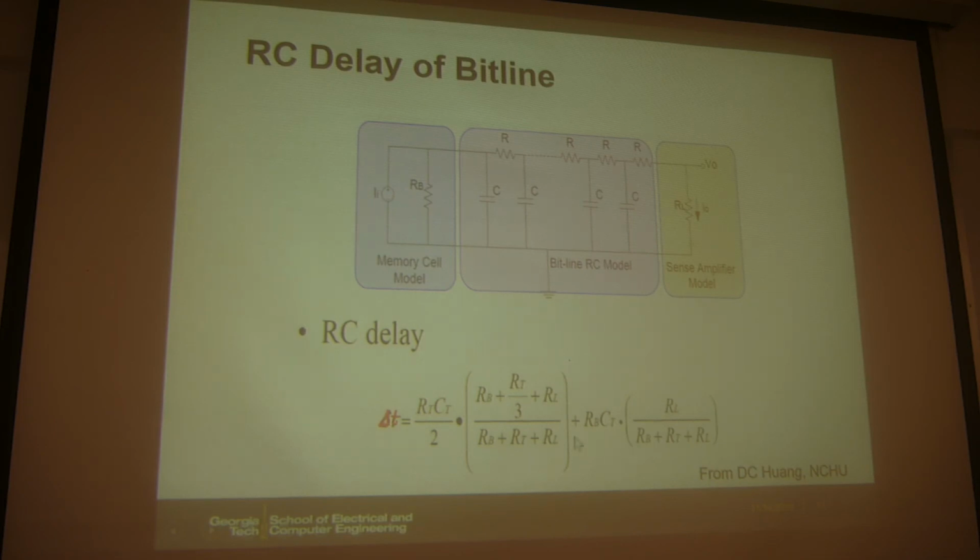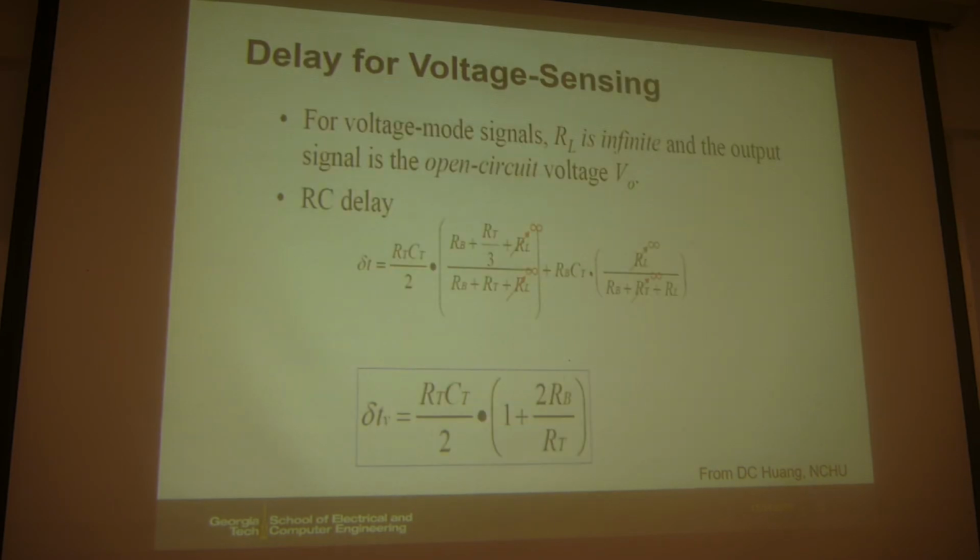And it's kind of complicated, but we are going to simplify this in the following slides. Because this relates to how you sense your signal. You sense it as voltage or as current will make a difference here. So for the sense amp, in general, you have two kinds of sensing scheme. One is the voltage sensing, one is current sensing. So depending on how you sense it, let's look at the voltage sensing first.